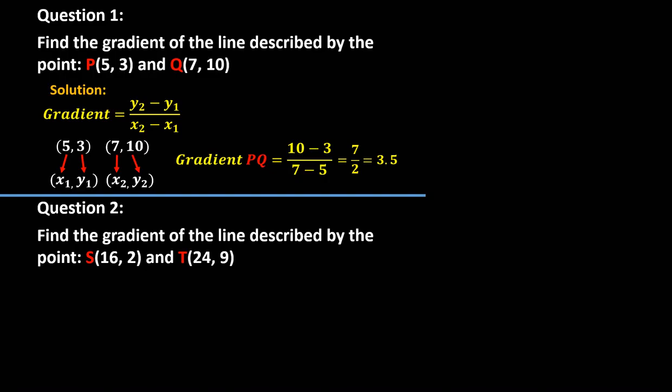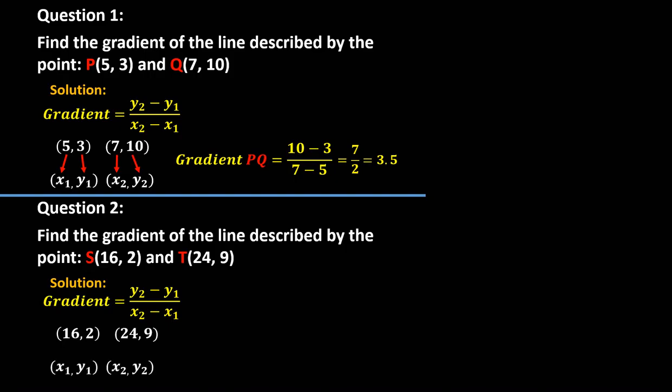All right, so I believe you've solved it, and this is the solution. The gradient is this. If the gradient is that, then I have to identify the points. So identify x1 to be 16, y1 to be 2, x2 to be 24, and y2 to be 9. So I can go ahead to find the gradient. The gradient of ST is equal to 9 minus 2 divided by 24 minus 16. That's 7 over 8, 7 divided by 8, which is equal to 0.75.